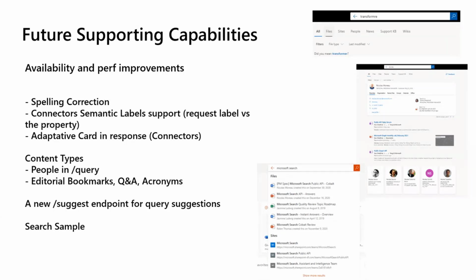From a type perspective, we are planning to surface people in /query. Today they are not showing up, so we are planning on adding that. And the second thing is adding editorial bookmarks, Q&A, and acronyms.